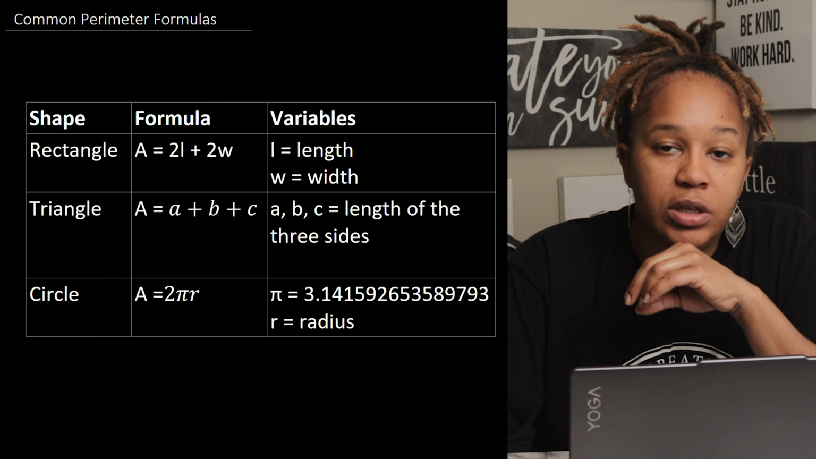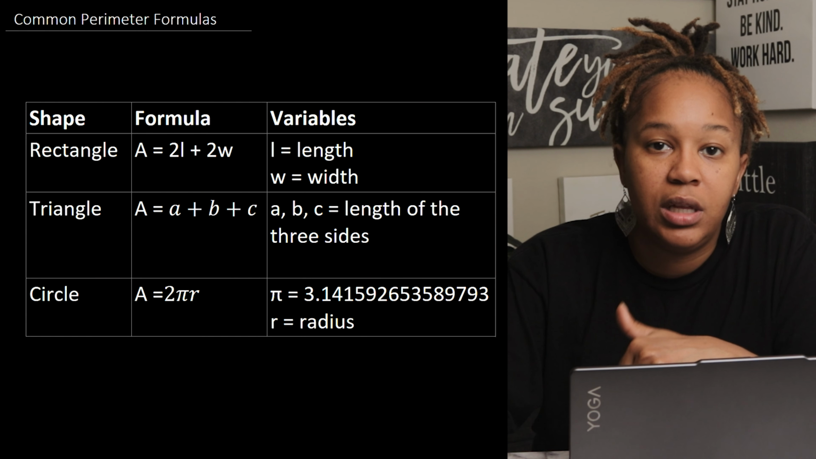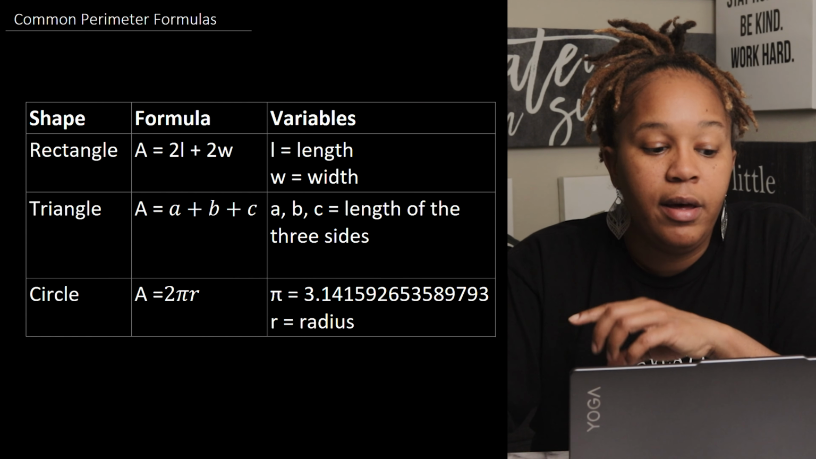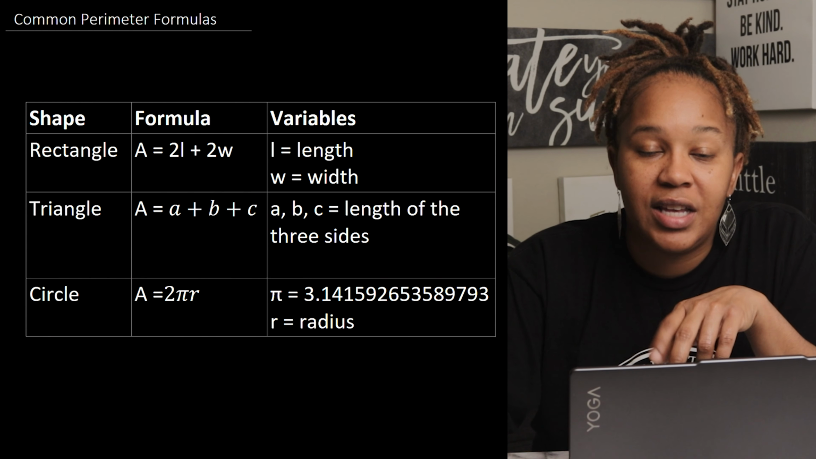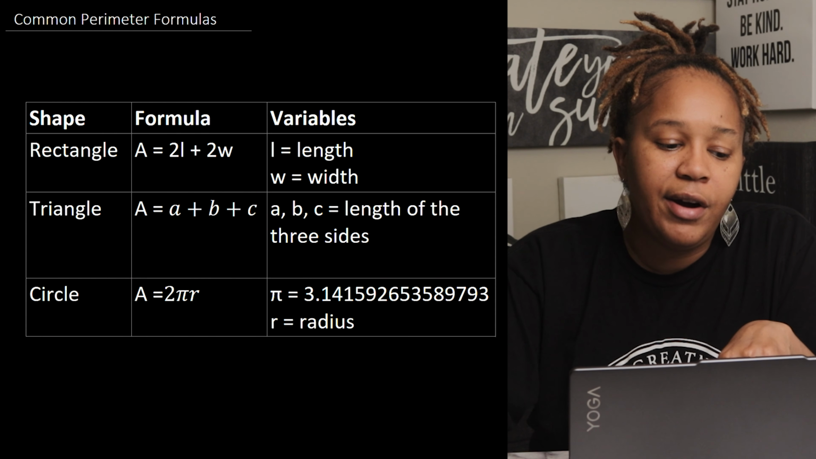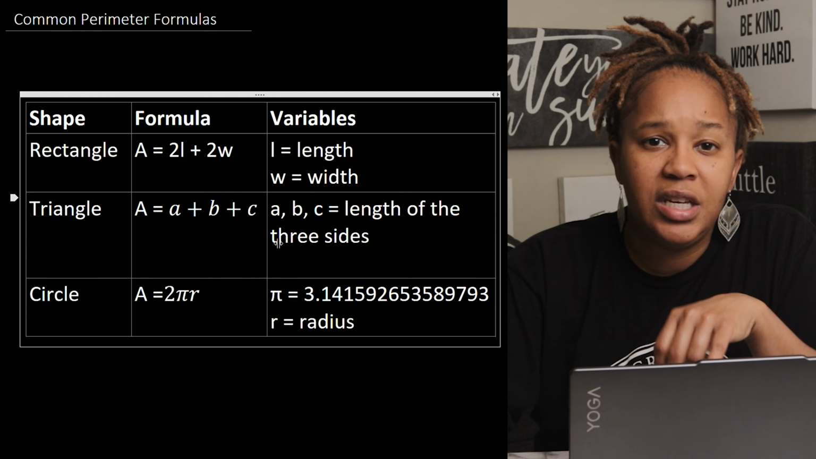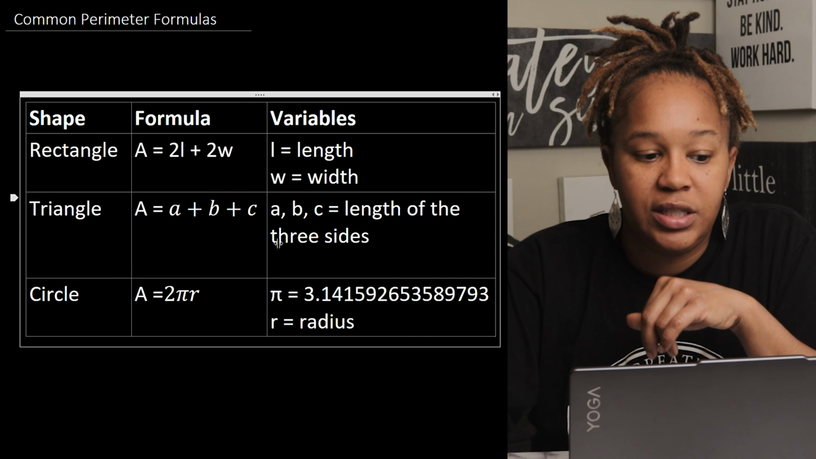Now let's look at the standard perimeter formulas. For those same shapes, you also want to know the perimeter. The perimeter of a rectangle is 2L + 2W, again, where L is the length and W is the width. The perimeter of a triangle is just the length of all the sides added together. Here I have it listed as A + B + C, where A, B, and C are the lengths of each side.